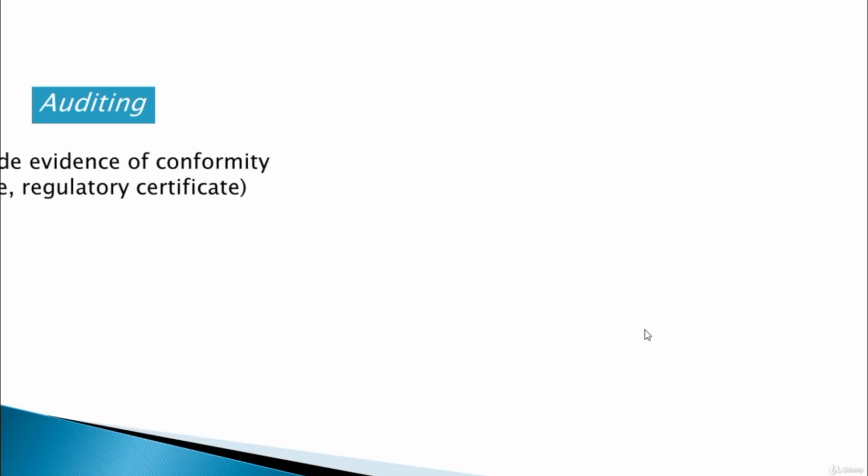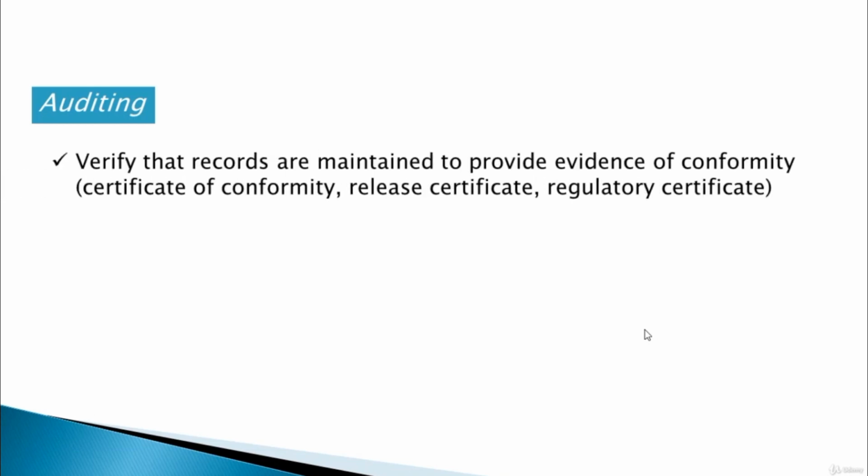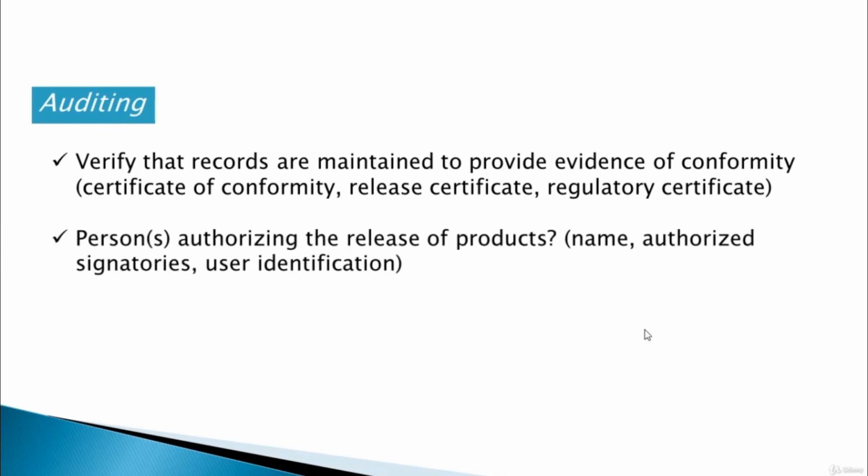And this is where the auditor will review those documented information and verify that they are maintained to provide evidence of conformity. Records or documented information like certificate of conformity, like release certificate, and like regulatory certificate. The auditor needs to also see who the person is, or is it one person or multiple persons authorizing the release of products. We're talking about the name, authorized signatories, user identification, and also their authority status.